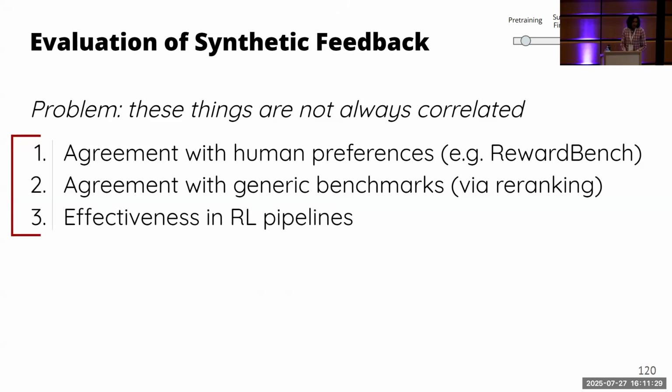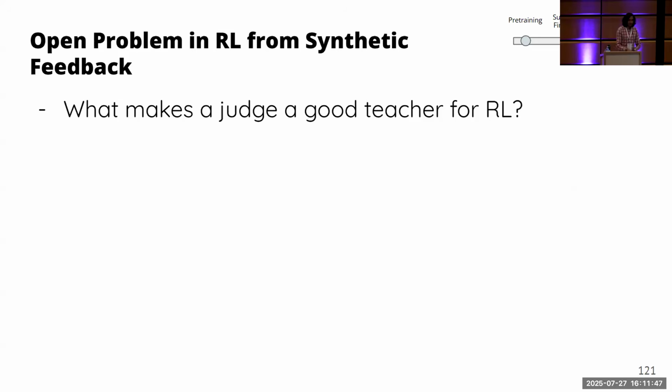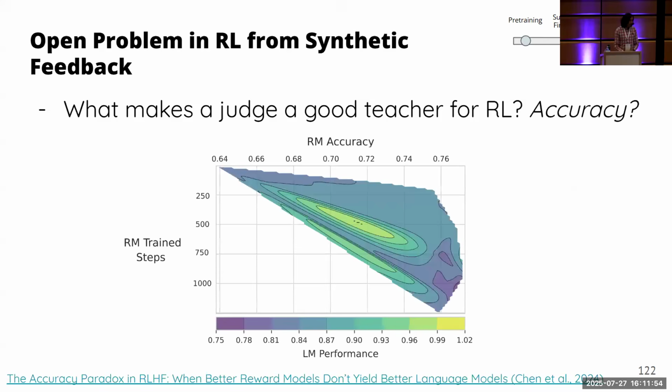The tricky thing is that these 3 ways of evaluating reward models or judges are often not correlated. And in particular, 1 and 2 seem to be mostly correlated, but 1, 2, and 3 are often not correlated. So let's give an example. And this really gets to an open question right now that I want everyone to think about, which is what makes a judge a good teacher for RL? And so one theory that seems very intuitive is that an accurate reward model is a good teacher. And that is probably true to an extent.